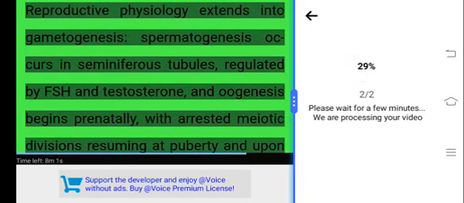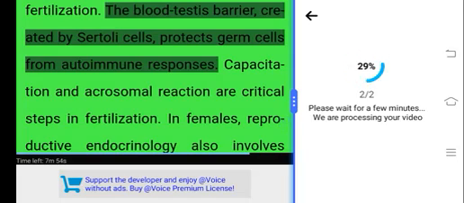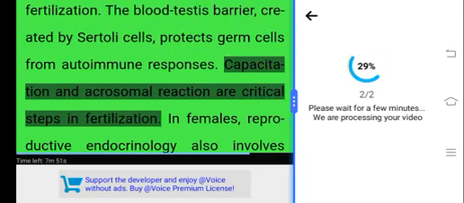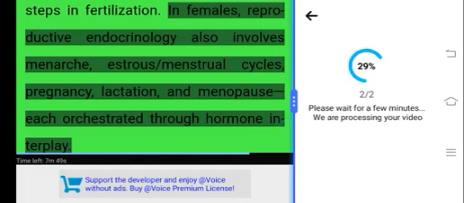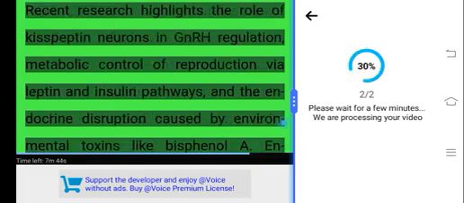Reproductive physiology extends into gametogenesis. Spermatogenesis occurs in seminiferous tubules, regulated by FSH and testosterone, and oogenesis begins prenatally, with arrested meiotic divisions resuming at puberty and upon fertilization. The blood-testis barrier, created by Sertoli cells, protects germ cells from autoimmune responses. Capacitation and acrosomal reaction are critical steps in fertilization. In females, reproductive endocrinology also involves menarche, estrous and menstrual cycles, pregnancy, lactation, and menopause, each orchestrated through hormone interplay.